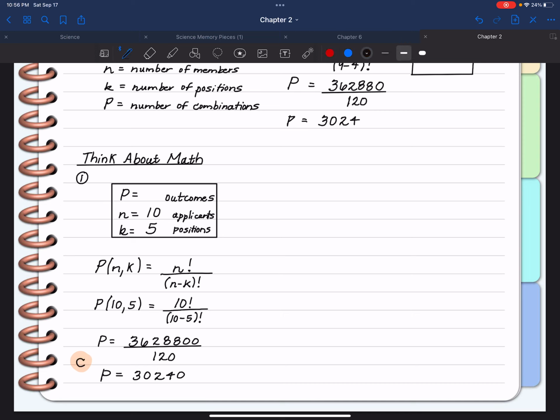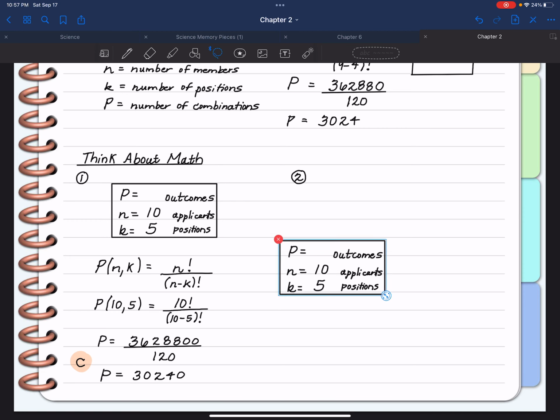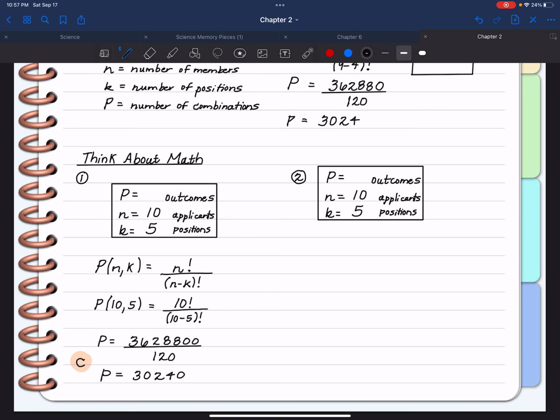And then here comes number 2. And I'm going to just make a copy of this. So we have, the numbers will change this time. So we'll take 10 out and 5 out and see what we have. Which represents the number of ways to order 6 people in line? Well, we have 6 positions and we have 6 people. And we're looking for the number of outcomes. So we will have P of 6 and 6 equals 6 factorial over 6 minus 6 factorial.